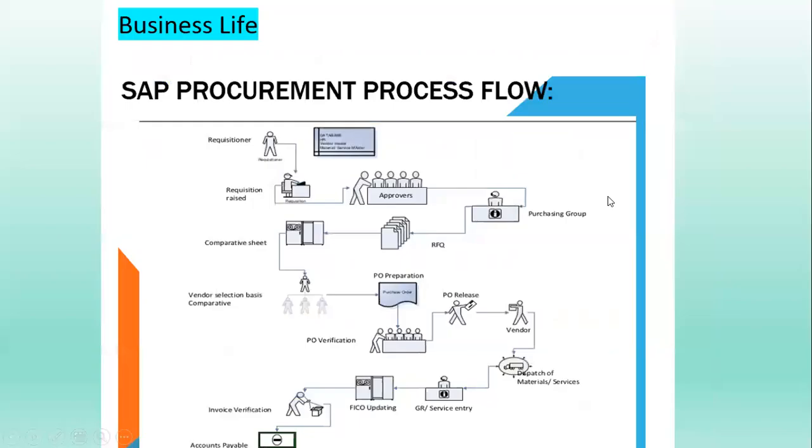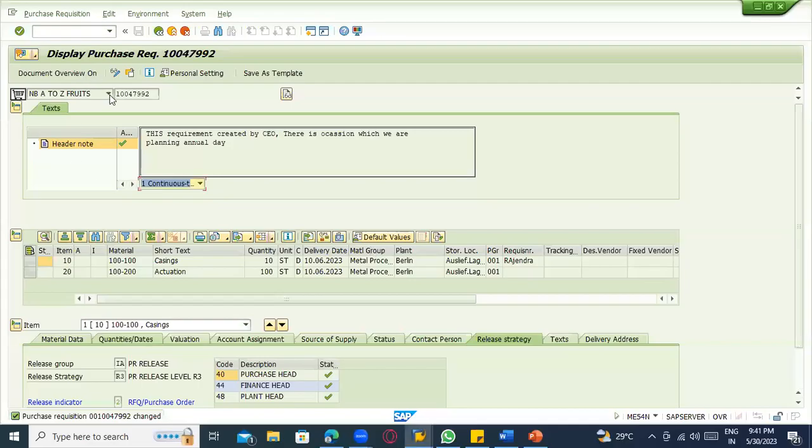You can see here the requisitioner, whoever is raising the requisition, informed and created the purchase requisition. Then the approvers approved: first approval, second approval, third approval, fourth approval. Then the purchasing group people create the RFQ. Clear? So now I have created a PR, and now I'll be creating the RFQ number.